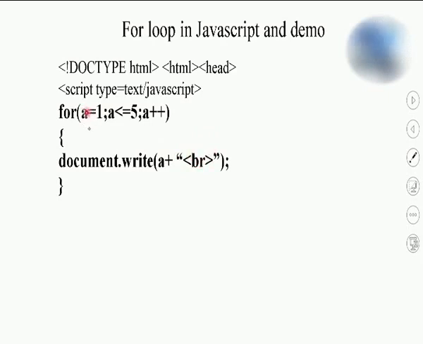So how will it execute? It will initialize A to 1 first. Then it will check whether 1 is less than 5. Yes, 1 is less than 5. So it will come over here, print 1 and go to the new line. After that this A plus plus will get executed, which means A will become 2. Then it will check whether 2 is less than 5, and if yes, it will print 2. This means when the condition is true, it executes the statements written inside this curly bracket.